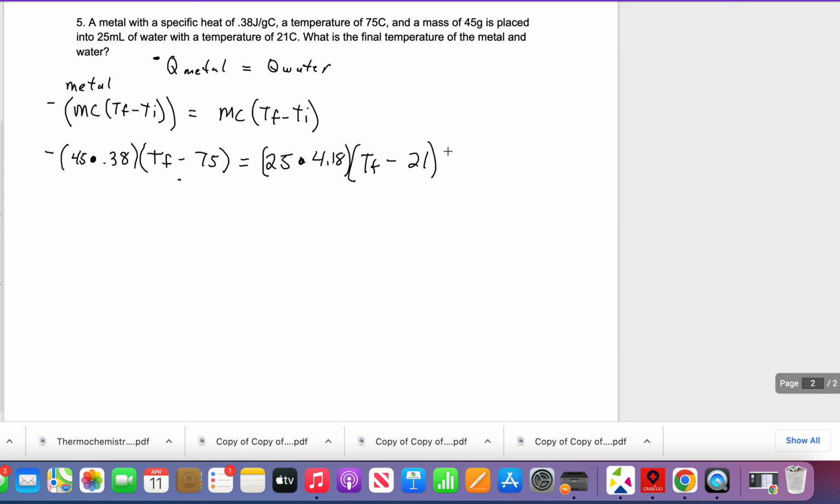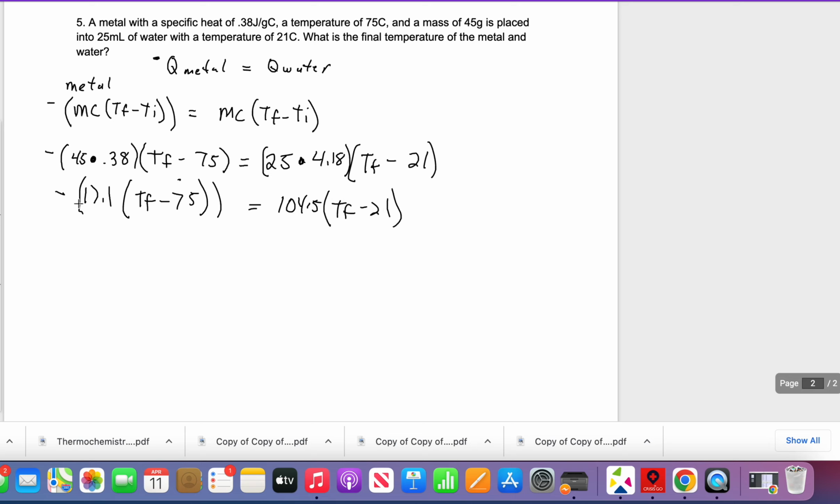Okay, the first thing I'm going to do is simplify this equation. So I'm going to take the 45 times 0.38, and I get 17.1. So I'm going to write that right here, 17.1. This whole thing is going to be negative, times (TF minus 75). The whole thing's still negative, equals, so I'm going to take 25 times 4.18. So I get 104.5, 104.5 times (TF minus 21).